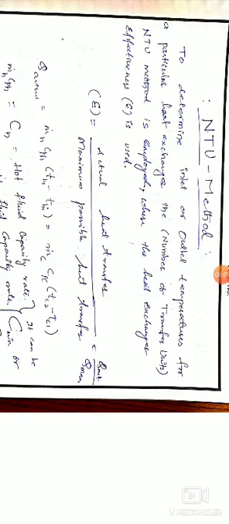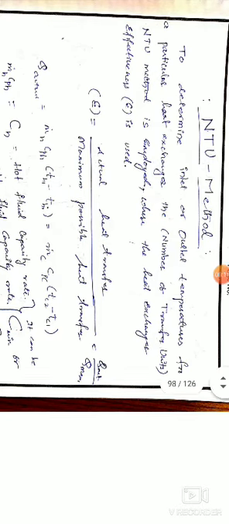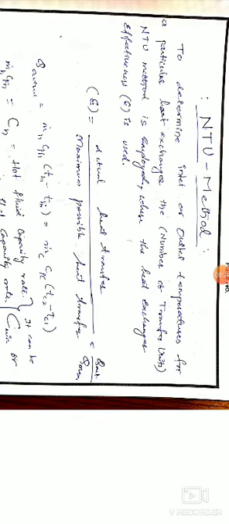and this is a topic from heat exchangers. This is the last topic of fourth unit, that is NTU method, number of transfer units method. This method is used to find out the unknown temperatures of the hot and cold fluids in the heat exchanger.